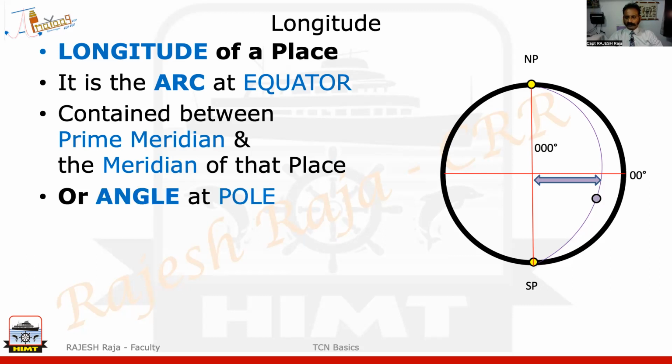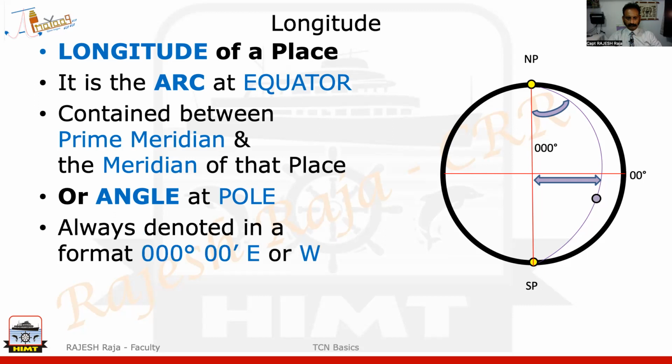Or it can be defined as the angle at the pole. This angle is also measured between the prime meridian and the meridian of the place. So I'm just showing you as an angle. This is the definition of a longitude. It is either the arc of the equator or the angle at the pole. It could be measured at the South Pole also. The angle is still the same. So it is the angle at the pole or arc of the equator measured between the prime meridian and the meridian of that particular place.